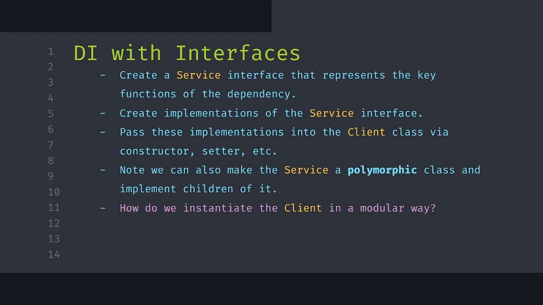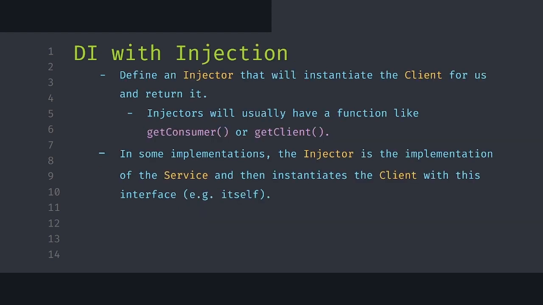So then how do we instantiate the client with these implementations? That's where the injector comes in. So you also have to define an injector that instantiates a client for us, and it will return this. Sometimes this will be a function like get consumer or get client, or maybe get car as an example.